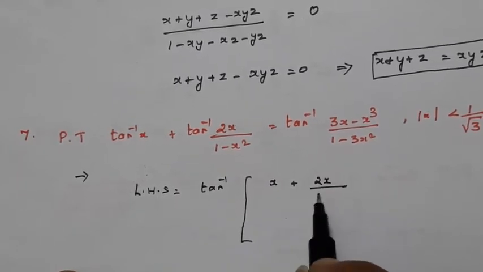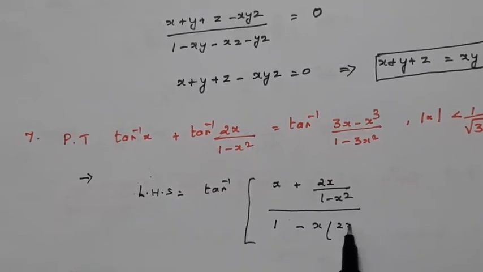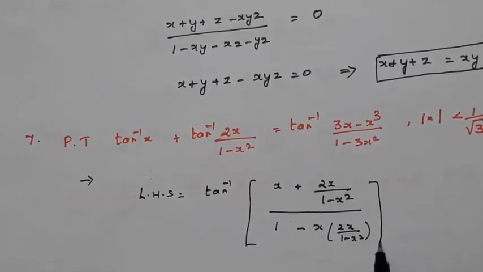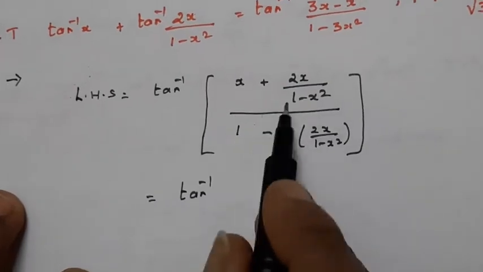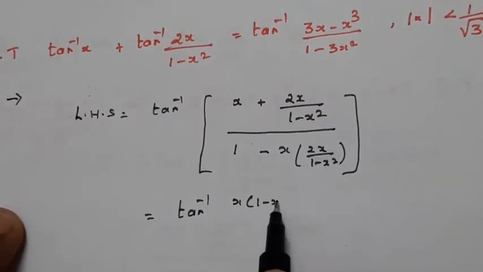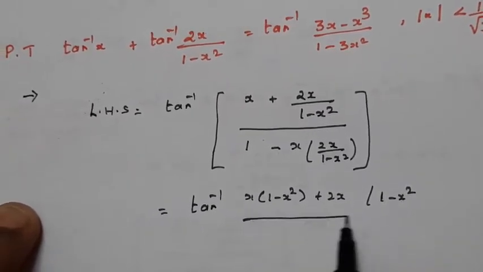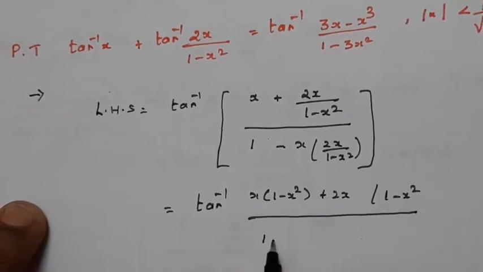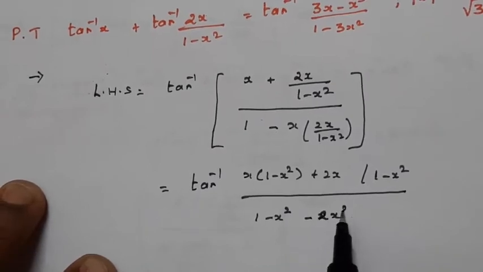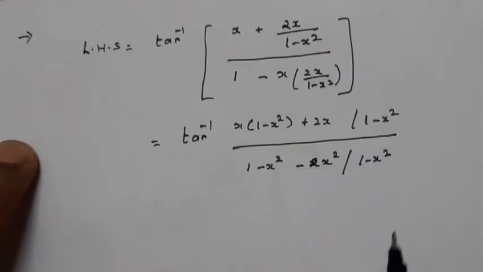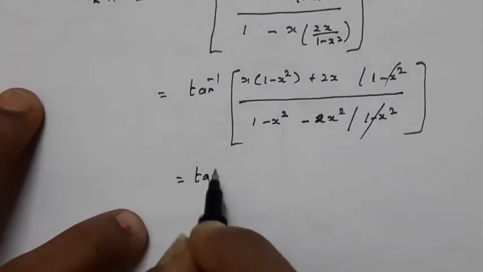x plus 2x divided by 1 minus x squared, the whole divided by 1 minus x into 2x divided by 1 minus x squared. So that is equal to tan inverse of, then taking LCM, we have x into 1 minus x squared plus 2x divided by 1 minus x squared, the whole divided by, again taking LCM, 1 minus x squared in the denominator, we have 1 minus x squared minus 2x squared divided by 1 minus x squared. Now the common denominator gets cancelled, and let us simplify the numerator.